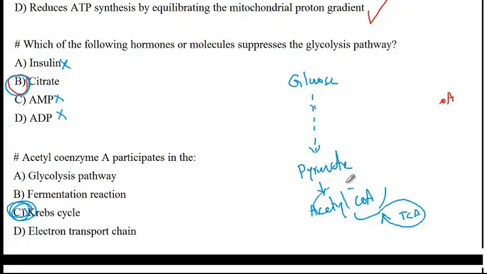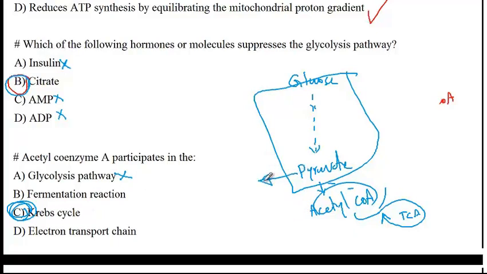Acetyl coenzyme A is one of the end products of glycolysis, but it doesn't participate in the glycolysis pathway itself. So that's why this is incorrect. Fermentation is where pyruvate is being converted into either ethanol or lactate. And so again, acetyl coenzyme A is not directly participating in fermentation. It's the pyruvate that is participating.